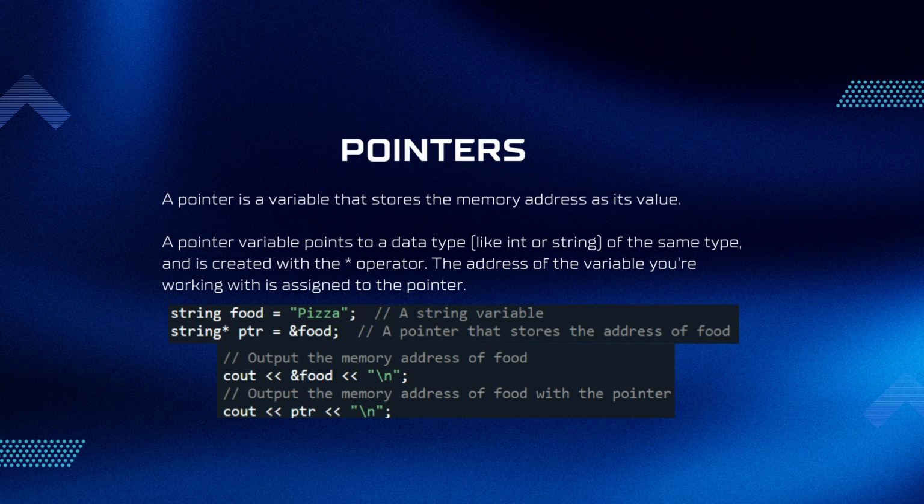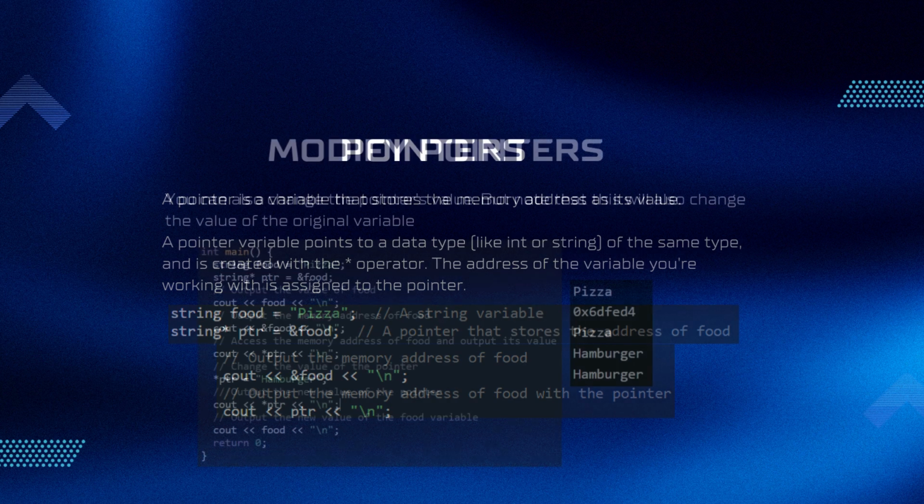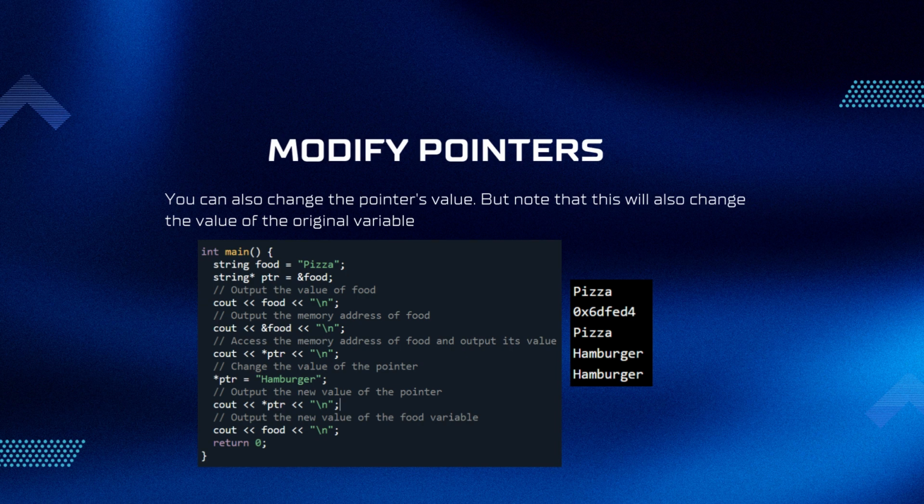However, you can also use the pointer to get the value of the variable by using the asterisk operator, the dereference operator. You can also change the pointer's value. Note that this will also change the value of the original variable. Take a look at this example to understand it better.